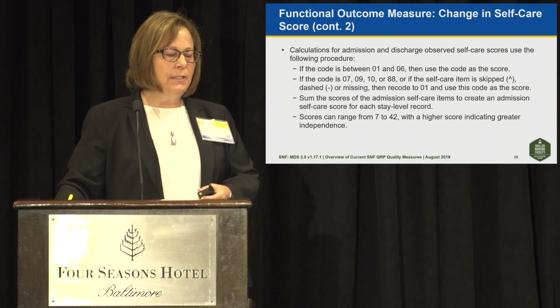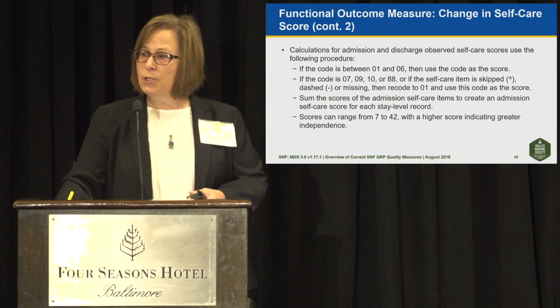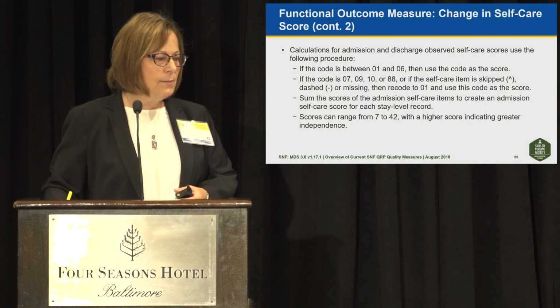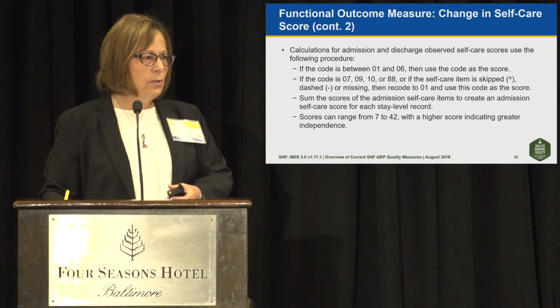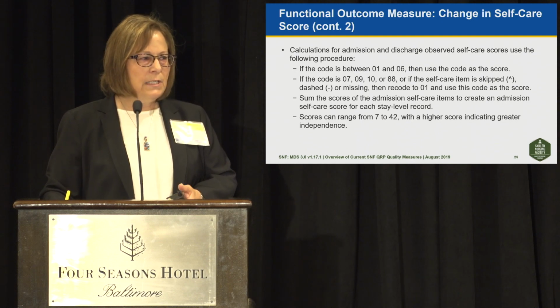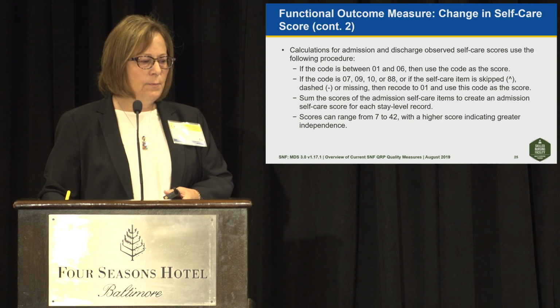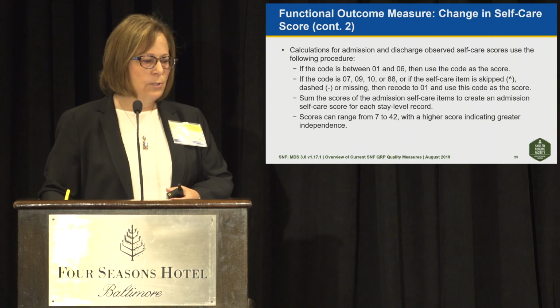The calculations for the admission and discharged observed self-care score uses the following procedure. I want you to pay attention to this as well. You're going to see this 3 more times. If the code is between 01 and 06, then you use the code as the score. If the code is an activity not attempted code, an 07, 09, a 10, 88, or if the self-care item is skipped, dashed, or missing, then the item is recoded to 1, and the 01 is used as the score.